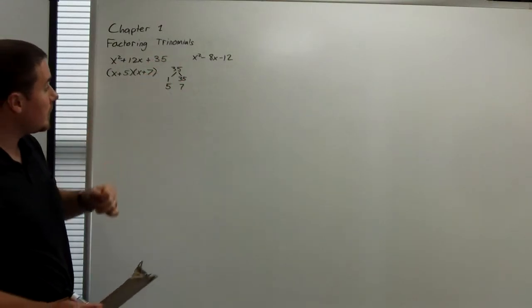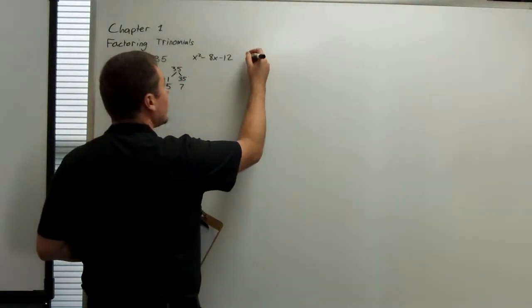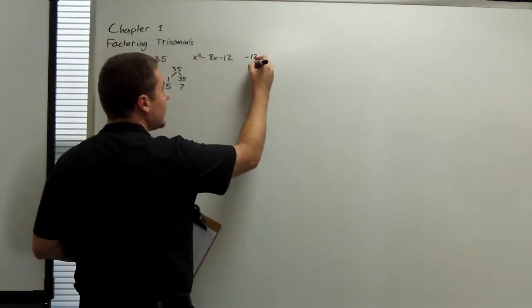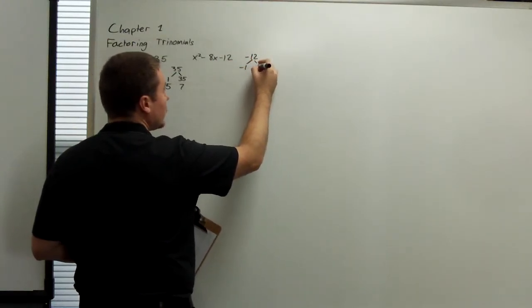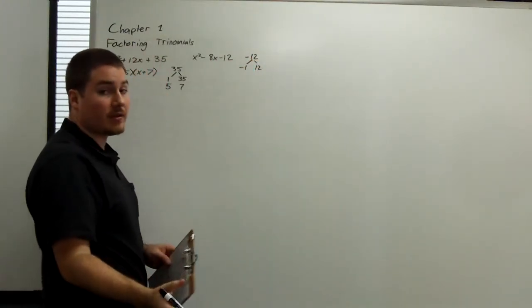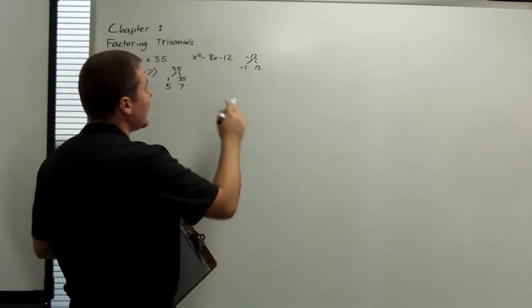Now consider the second trinomial, negative 12. Be very careful when it comes to negatives. It could be negative 1 and 12. That will give us 11, or negative 11 if we switch the signs. That doesn't do us good.